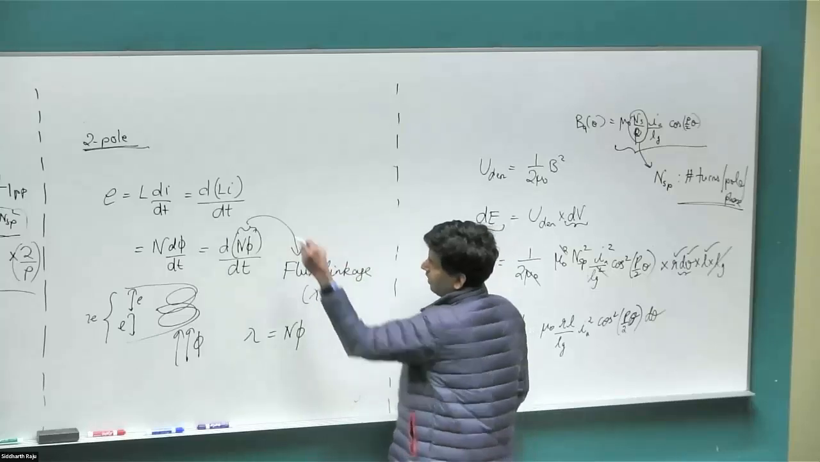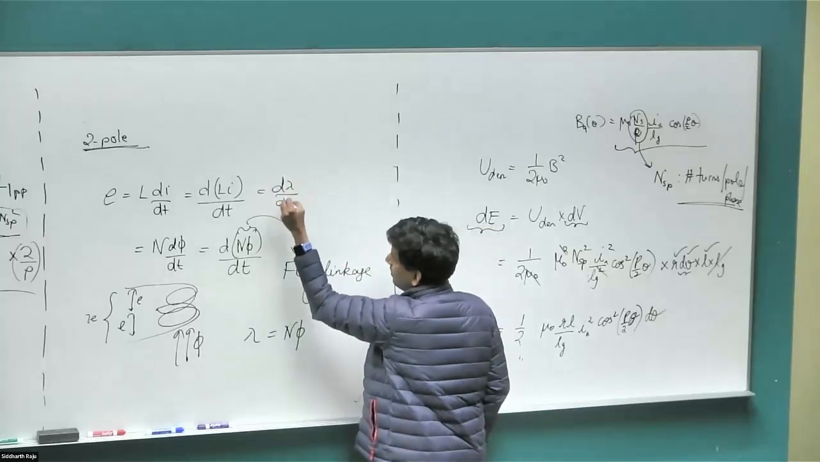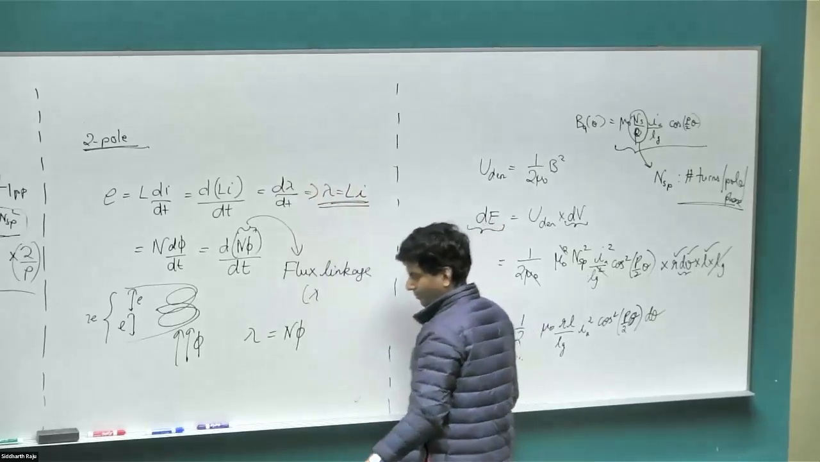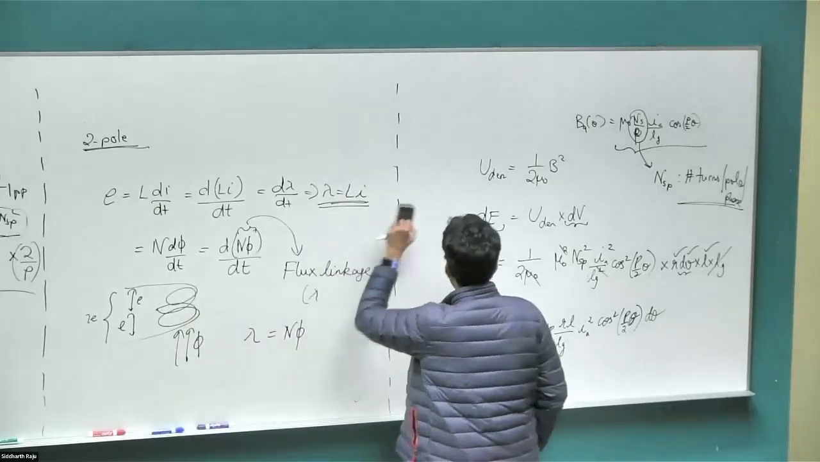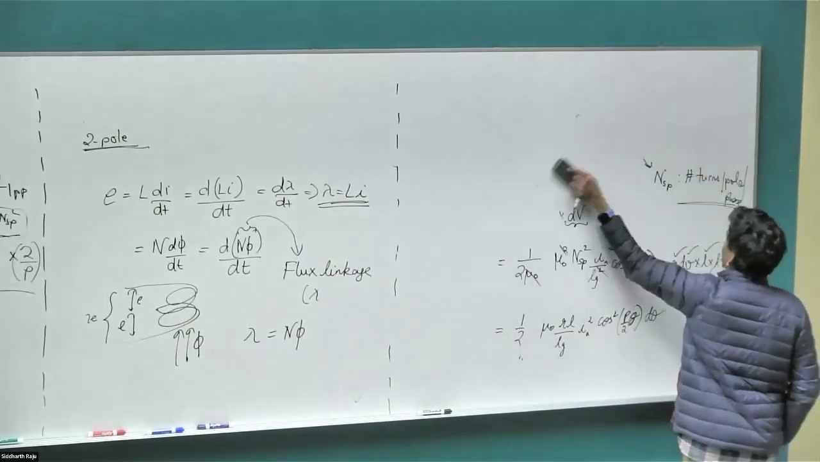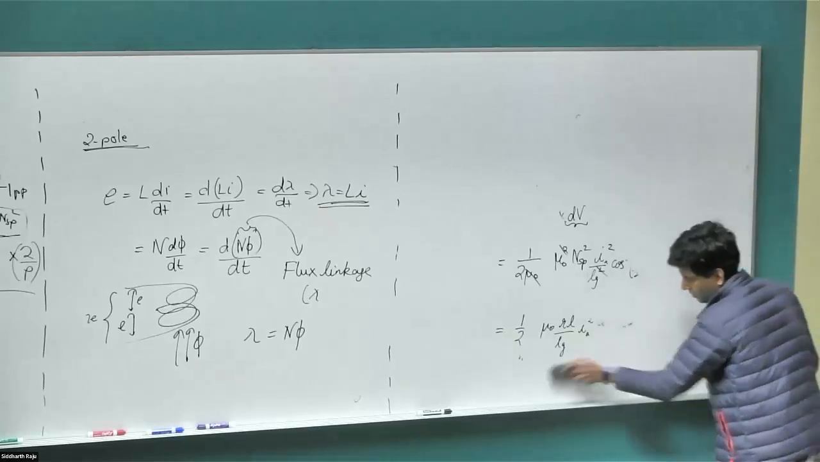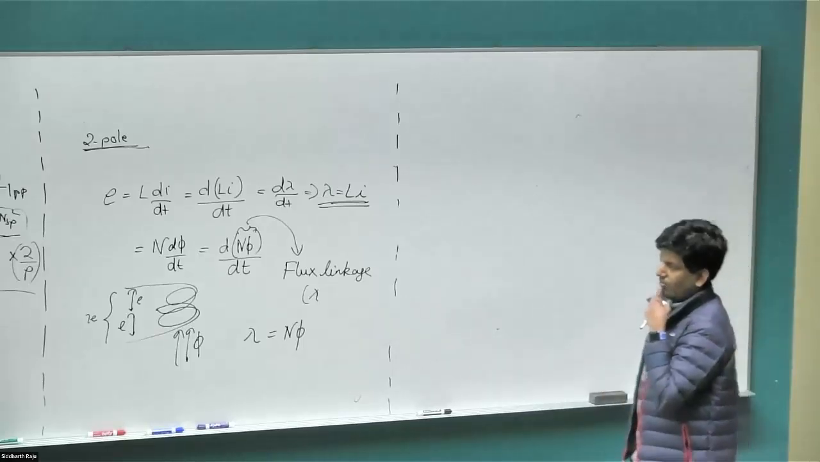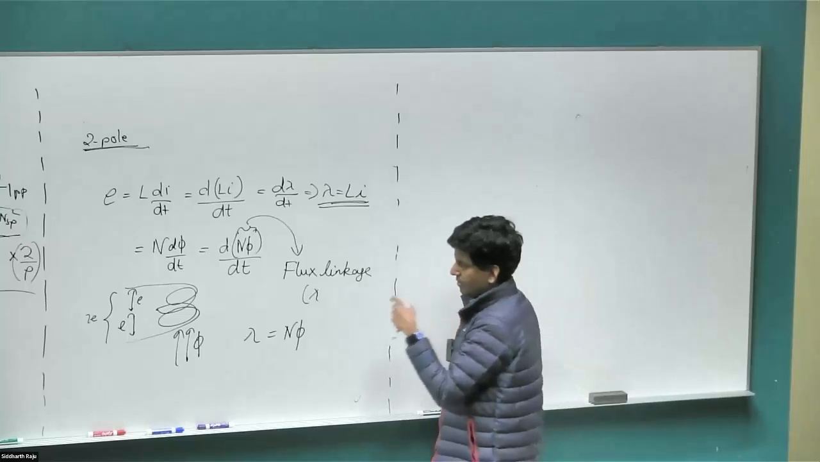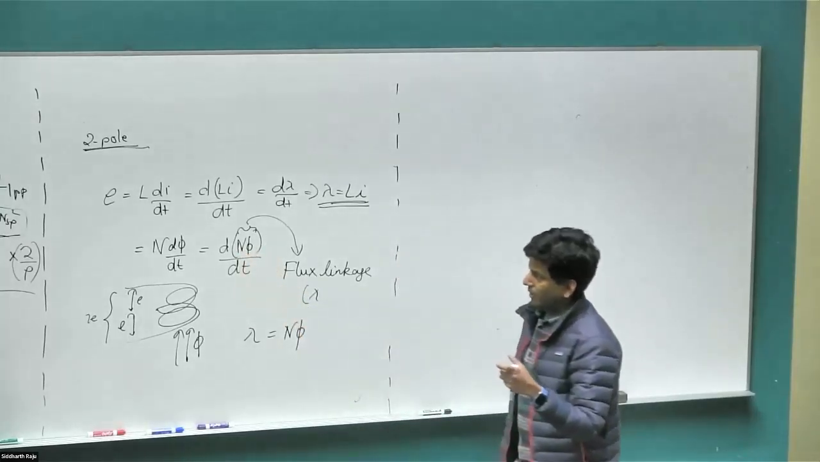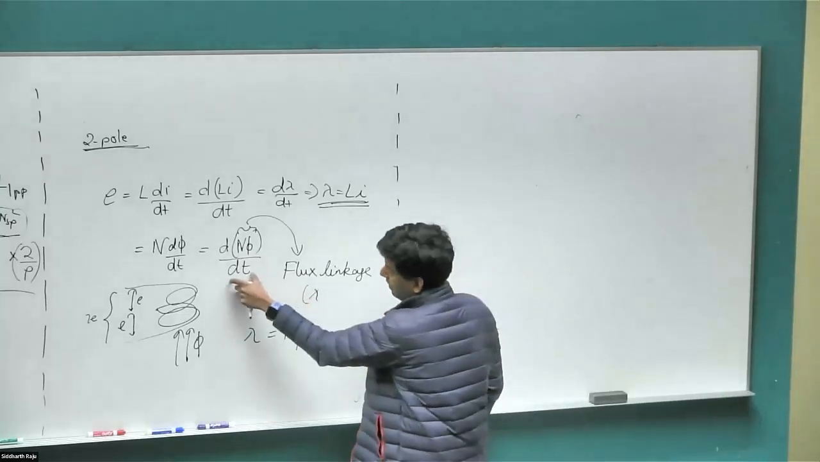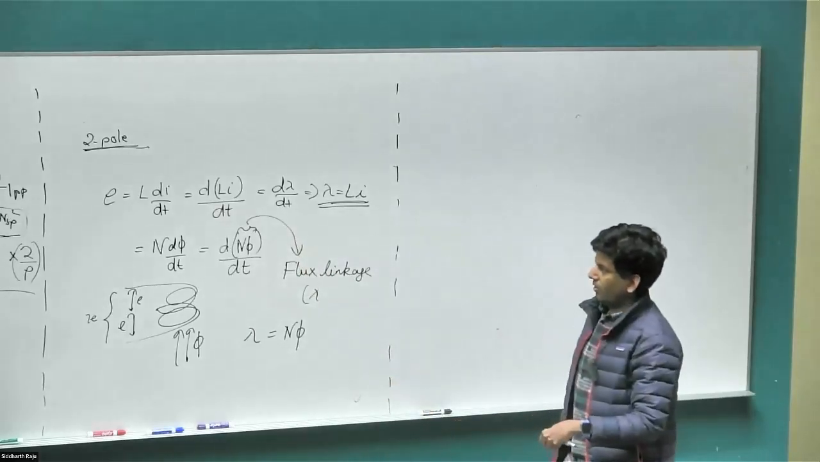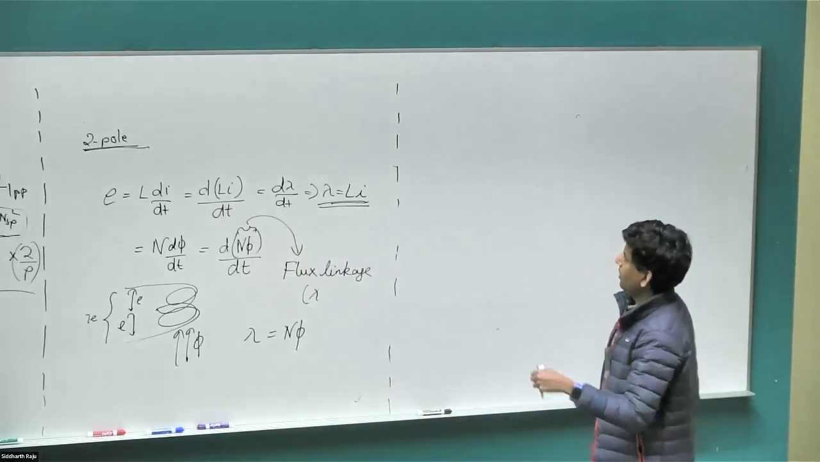Going back to our expression, E is equal to d lambda by dt, which implies lambda, our flux linkage, is just L times I. Again, this is just a new term we are introducing, nothing particular about it. So we have our expression for EMF. If we can figure out what the flux linking a coil is, then we can equate d lambda by dt to L di by dt, and then we can get a nice expression for our inductance. So let's try and do that.